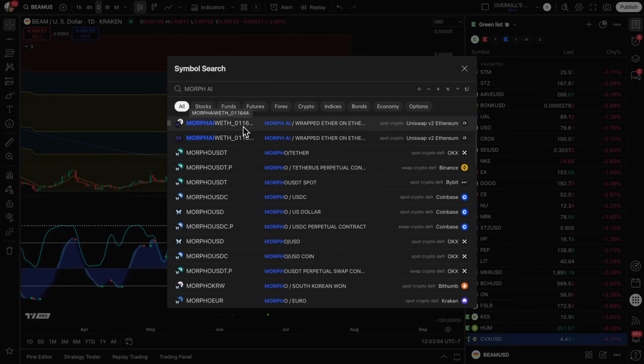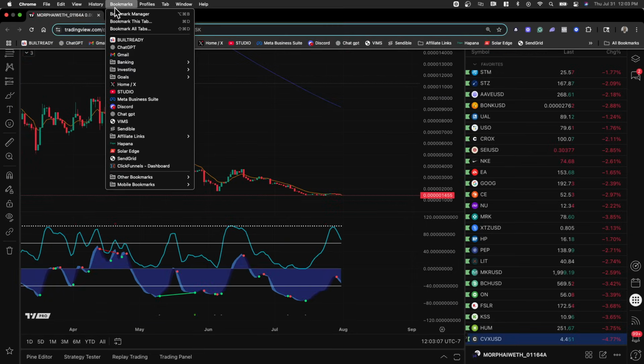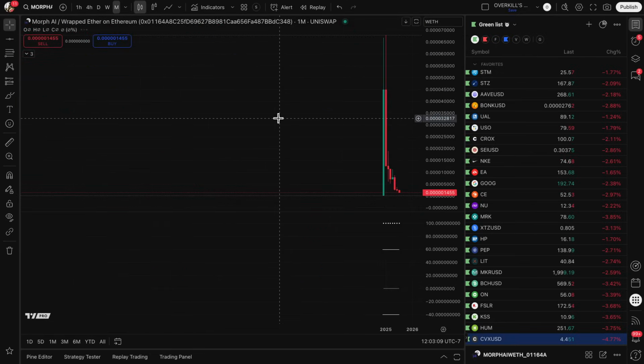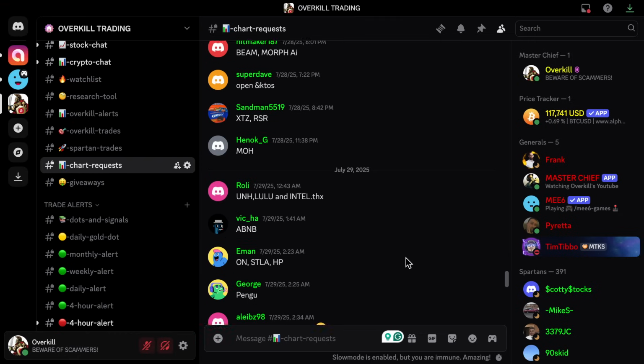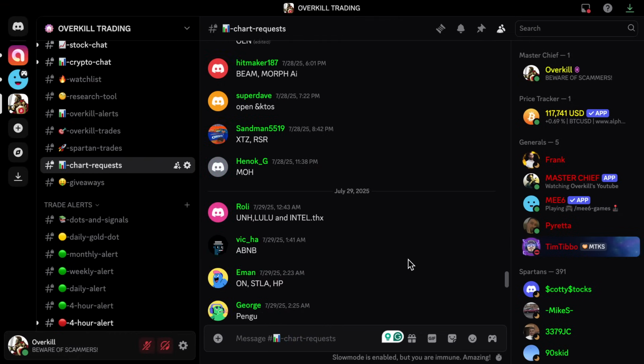AI. Looks like a meme coin, penny stock. I don't know. Yeah, not much I can tell you on that one. How many more we got? We're getting pretty close here.